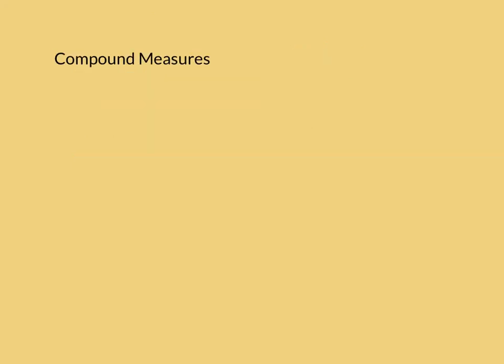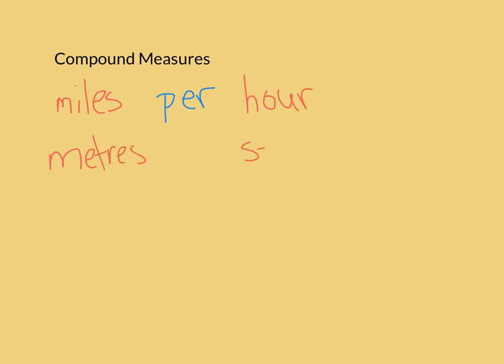Compound measures are anything to do with where the unit you are using is something per something. So we talk about miles per hour. Another unit of speed might be meters per second. We'd maybe talk about sprinters running a certain speed, meters per second.